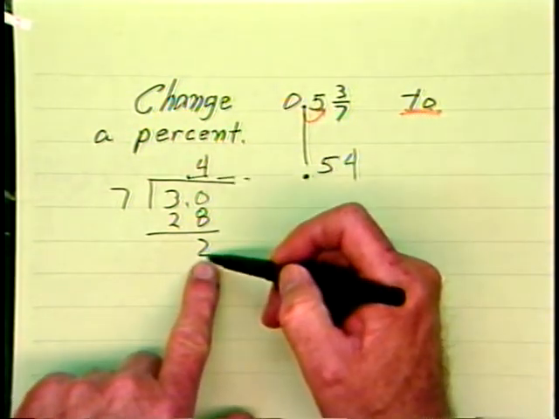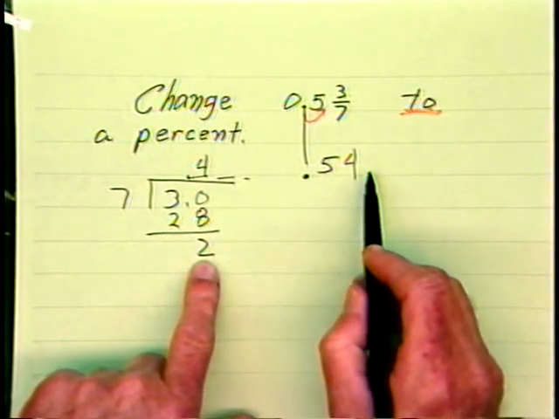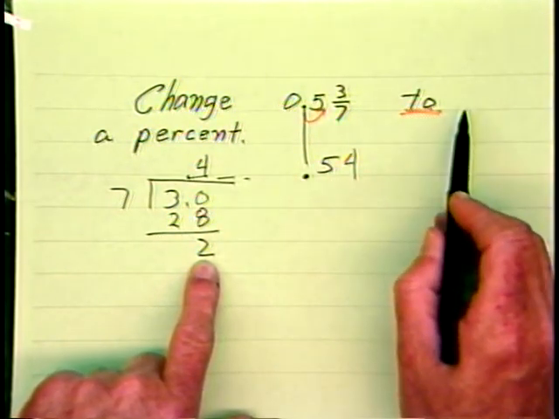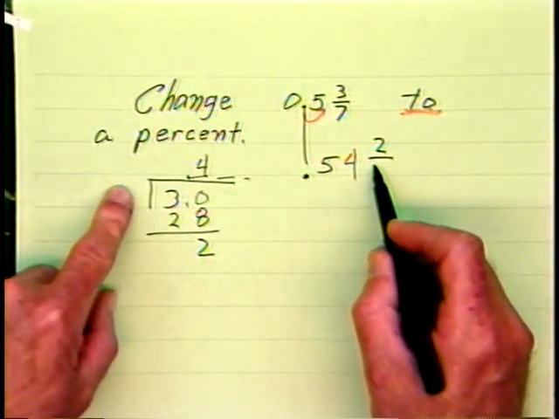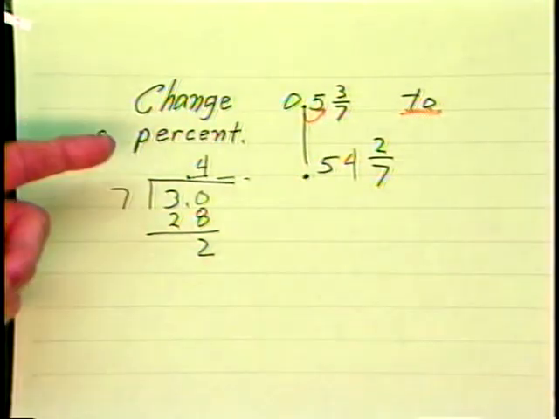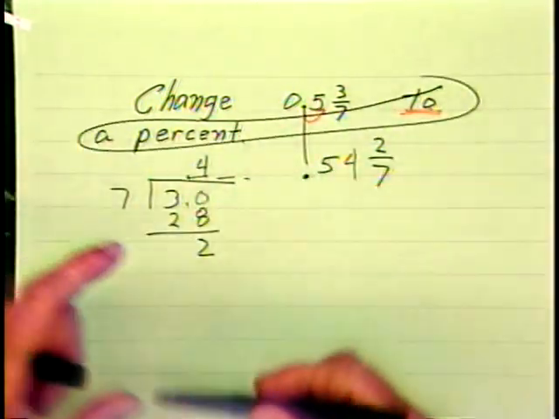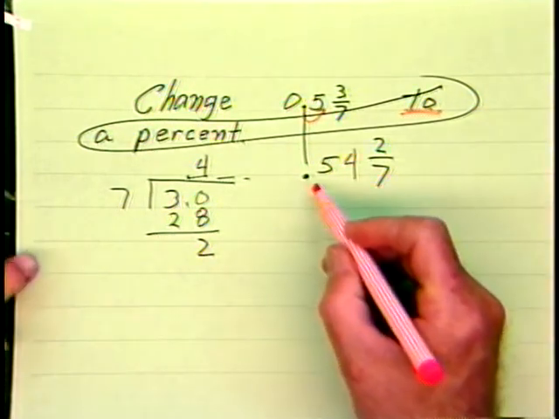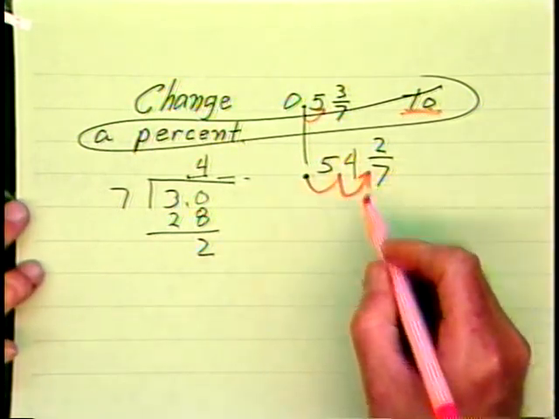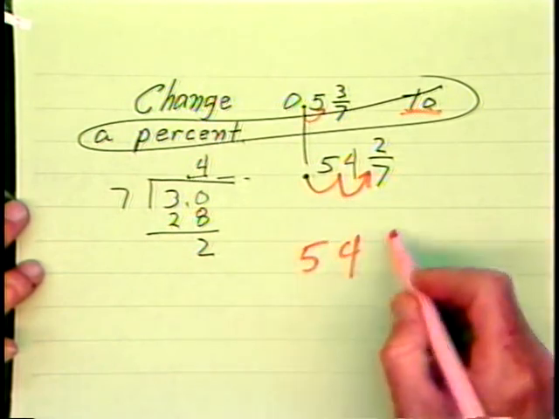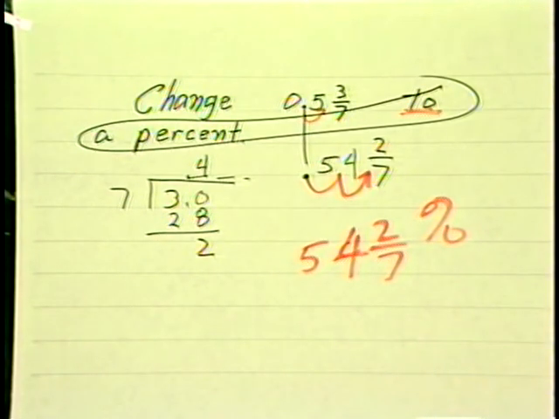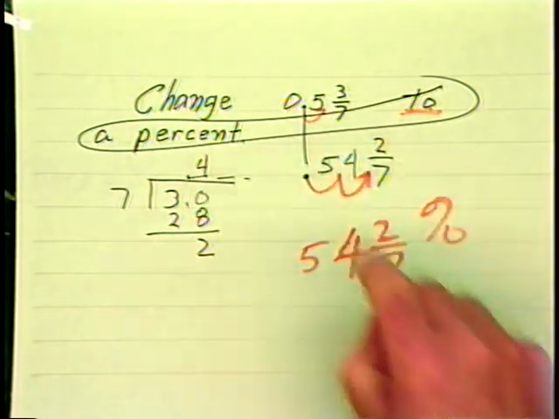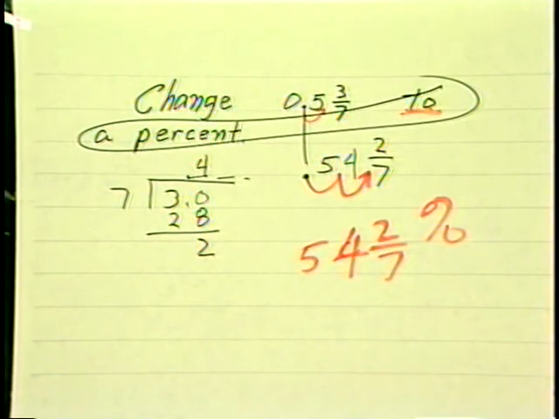Then if I wish to quit there, because I now have 2 places in order to move the decimal point 2 places, I can write this remainder over the divisor. And now if I want to change it to a percent, I can in fact move it 2 places to the percent, and of course stick that percent on. Be cautious with this. It's an area where very common mistakes are made very frequently.